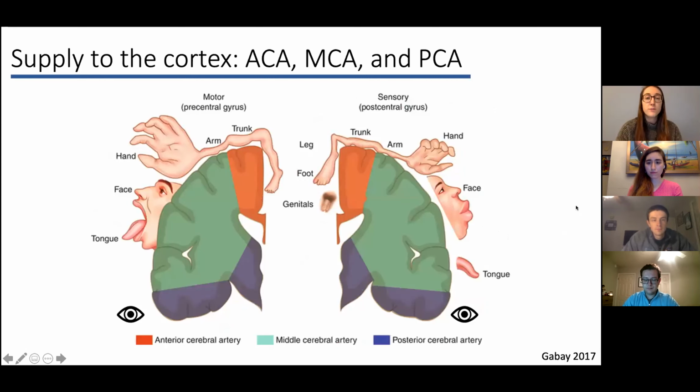So if we circle back to that homunculus, that distribution of where our limbs and upper body are represented, the anterior cerebral artery in orange here is really going to be supplying motor and sensory information to the lower half of our body, while the middle cerebral artery is going to supply the brunt of our upper body, so our face, our hands, while the posterior cerebral artery is going to be supplying the occipital lobe, where we have all of our visual information going.